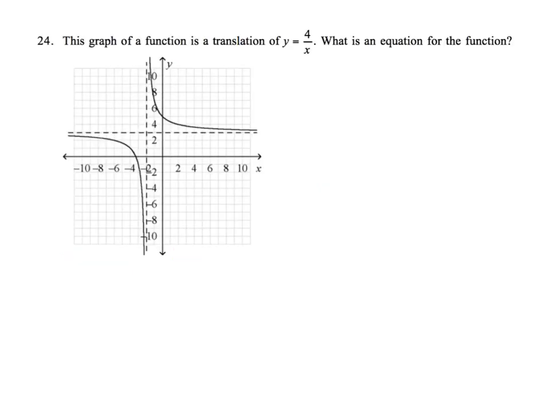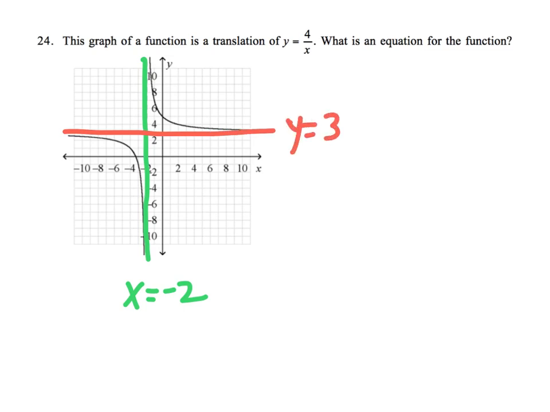That's number 23. And 24 says the graph of this function is the translation of y equals 4 divided by x. What is the equation for the function? Really, you're looking at your asymptotes here. So I know my vertical one, let's get my pen here. This guy is at negative 2. So I know x equals negative 2. I know my horizontal one looks like it is at y equals 3.